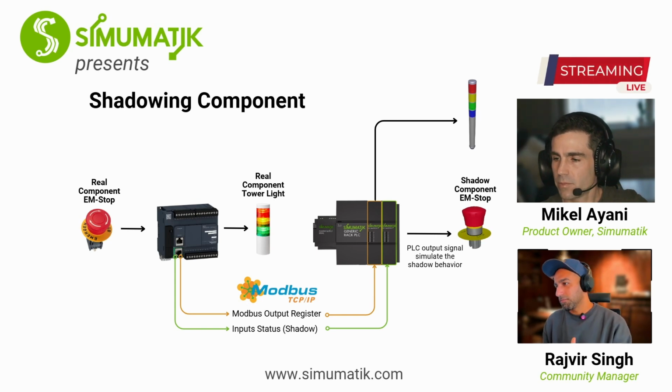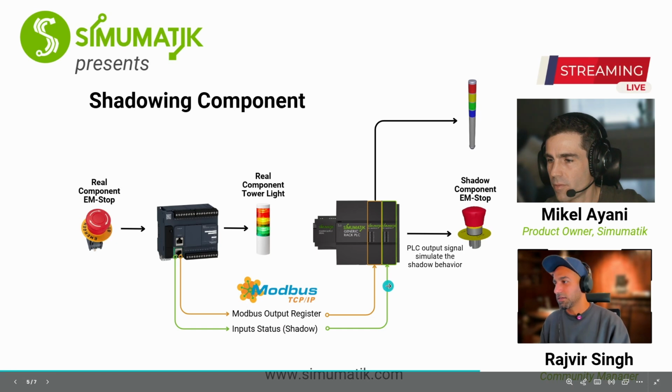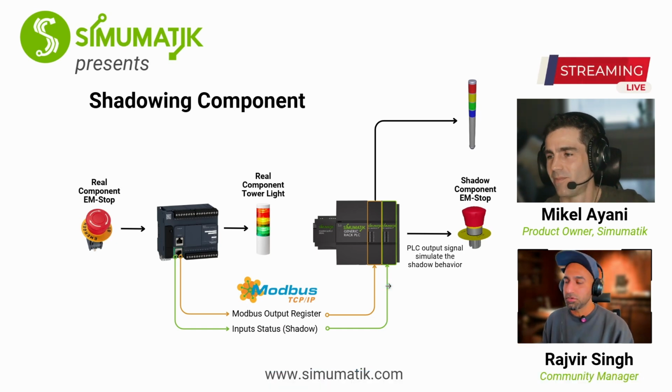So I'm sending my input status. My real trainer has these I/O buttons. I map these inputs to Modbus addresses and send them to Simumatik. If you see here, I have made one orange line and a green line. The green line is the input status, which is mapped, and it is connected to one of the output modules in Simumatik. Why an output module? Because we need to send a signal in Simumatik to our shadow component. So when we send the signal, we output the signal, so we need an output card.